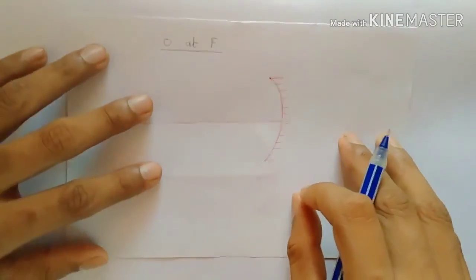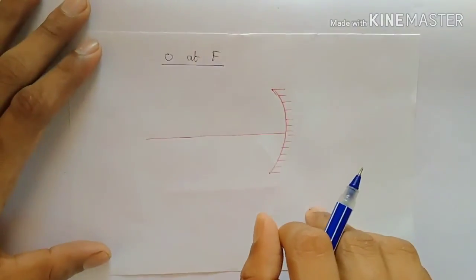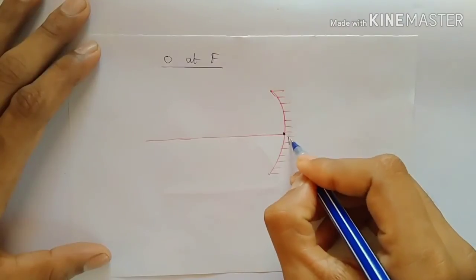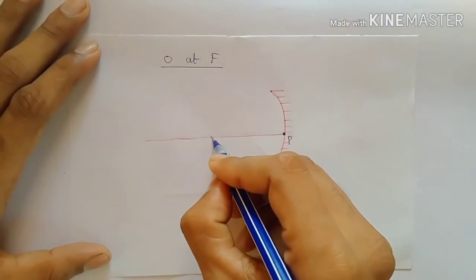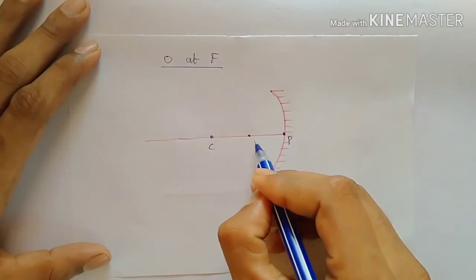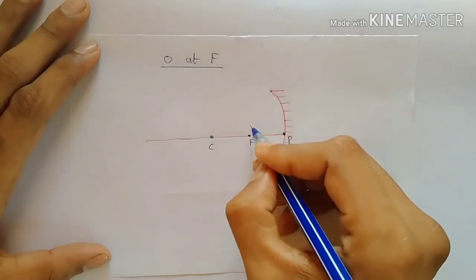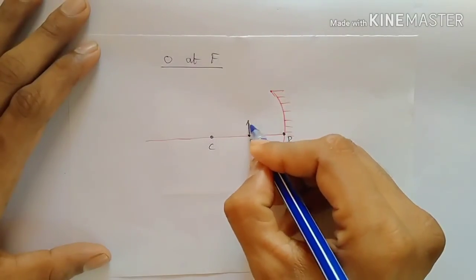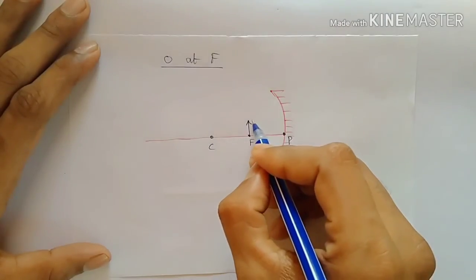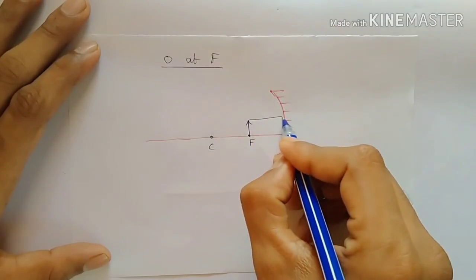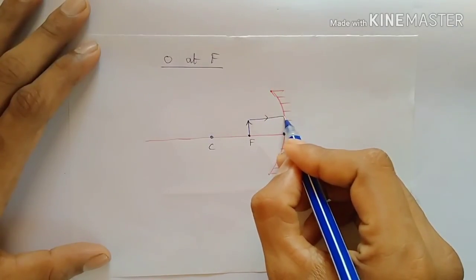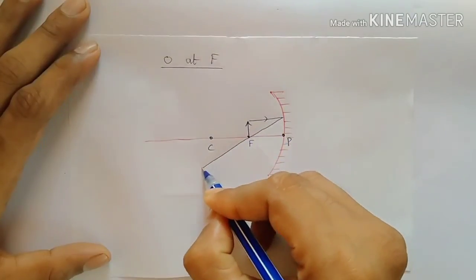Then next is the ray diagram for object at F. For that, this is our pole. Let's draw our center of curvature over here. Between center of curvature and pole we will have our focus. Now we have to place our object at F. If we are placing our object at F, let's draw the ray diagram. First we are drawing a light ray which is parallel to principal axis, it should pass through the focus and it will pass like this.